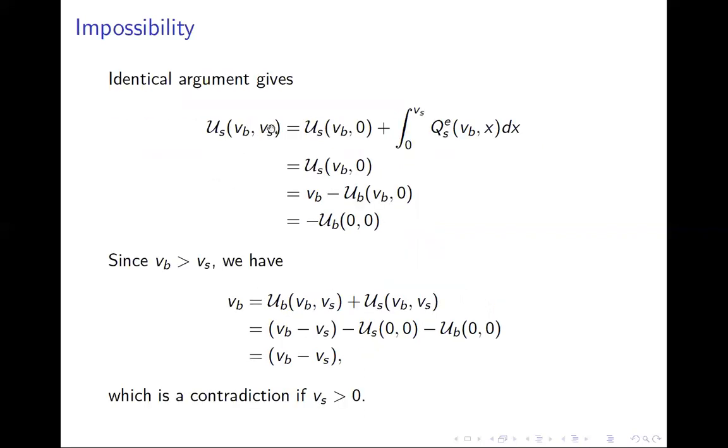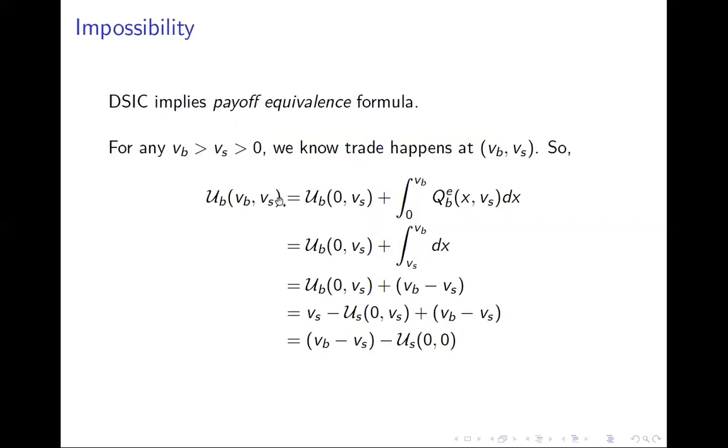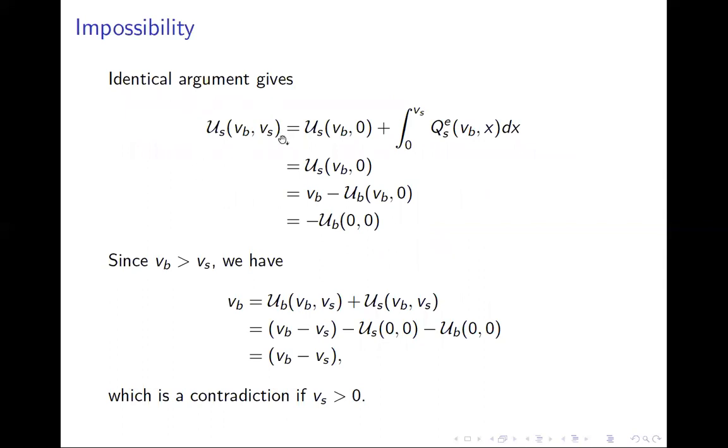But then we can use an identical argument. This I did for the utility of the buyer, and I can do a similar thing for the utility of the seller. So what is U_S(V_B, V_S)? Again, it's equal to U_S(V_B, 0), the lowest type of the seller, plus the integral from 0 to V_S of Q_S(V_B, x) dx. Because V_B is always greater than V_S, at all these types the seller will never be allocated the object, so this is always 0 at any (V_B, x), where x is between 0 and V_S. As a result, this term just disappears, and we just have U_S(V_B, 0), which, using budget balance, is V_B minus U_B(V_B, 0). Remember, the buyer's payoff plus the seller's payoff is equal to the surplus, which in this case is V_B.